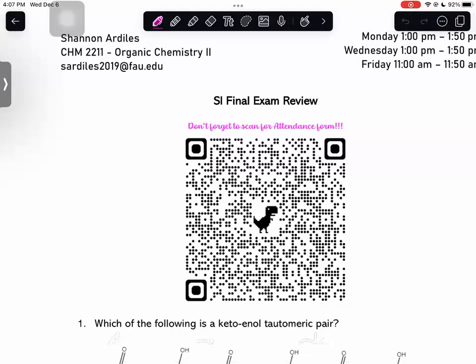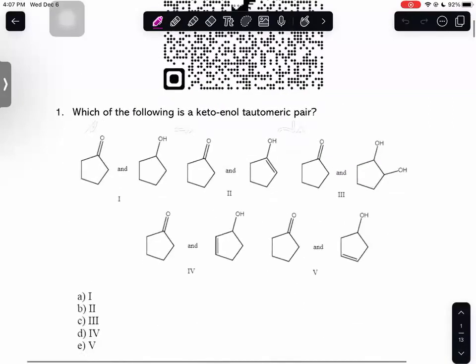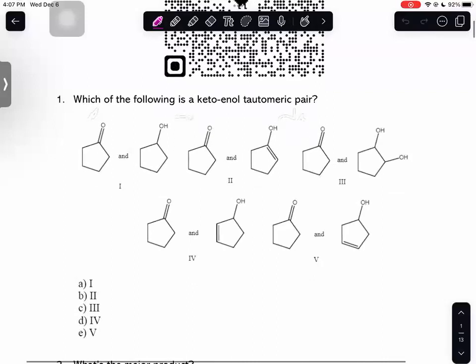But we're going to start backwards. We're going to start with chapter 18 first. It's the fresher stuff, and I hope that you guys remember it the most because it was the last thing that we covered. Okay, let's start simple. Chapter 18 was all about tautomers, all about your alpha hydrogens.